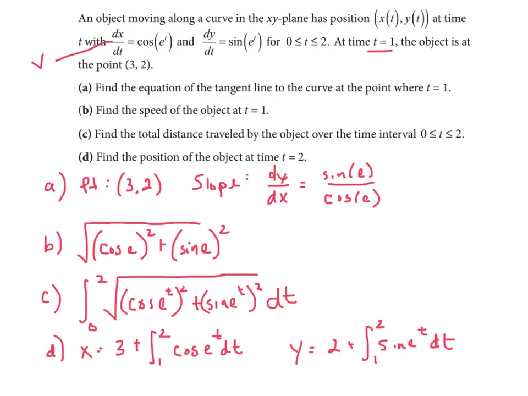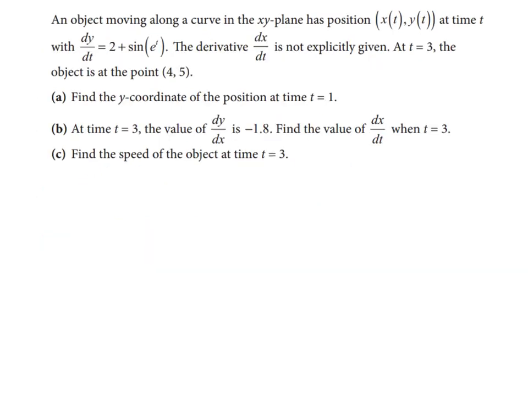Let's look at one more. All right, here we have an object moving along a curve in the xy plane with that position. It gives us part of the velocity, dy/dt, but then it says the derivative dx/dt is not explicitly given. This has been really common on the AP exam in the past few years, to tell me that one of the pieces I don't know. At time 3, the object is at the point 4, 5. Okay, so then it says find the y coordinate at time 1.